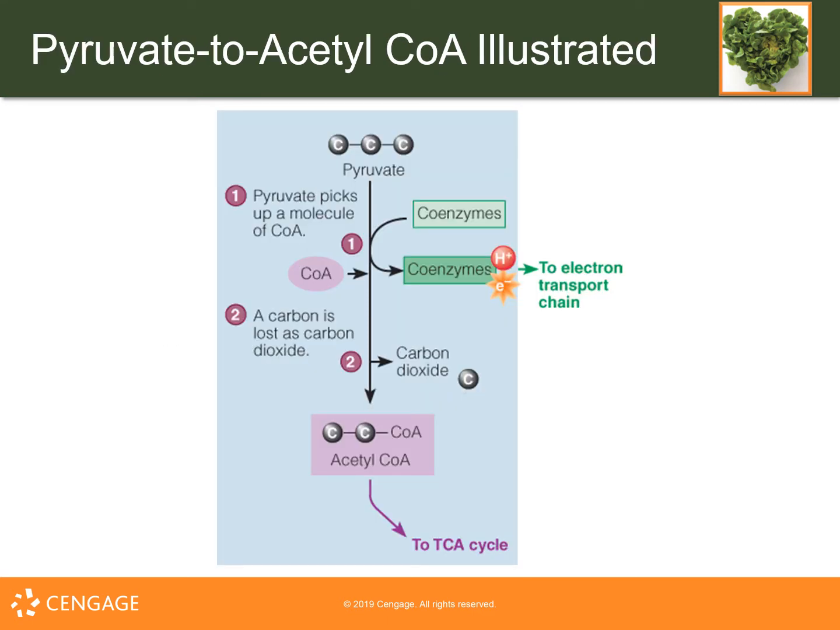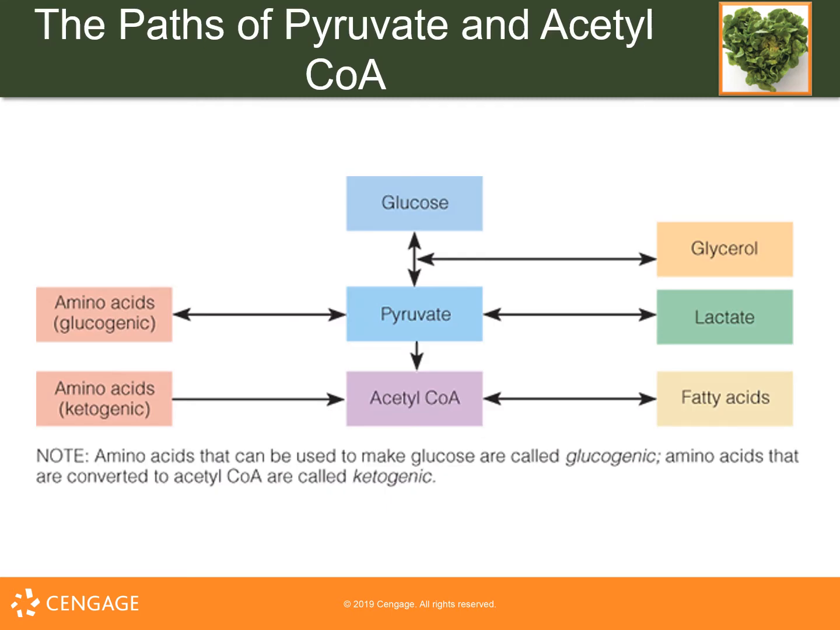This image is on page 205 of the text, and it shows the conversion of pyruvate to acetyl-CoA. I want you to remember that this conversion is irreversible. The paths of pyruvate and acetyl-CoA. Arrows show you in which direction reactions can occur, many of which are reversible. Note that pyruvate to acetyl-CoA is not reversible, and fatty acids cannot make glucose. Some amino acids are glucogenic, meaning they can make glucose, and others are ketogenic, which are converted to acetyl-CoA.